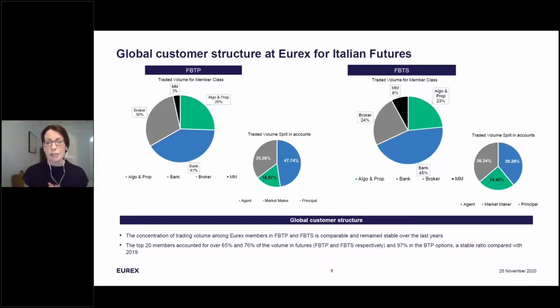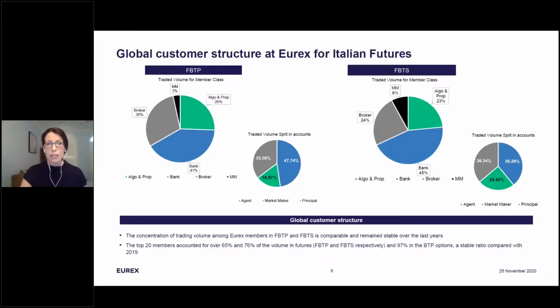There's a healthy mix across, let's say, the diversification of client base here, and this gives us confidence in both the demand and stability of these contracts now and going forward into the future years. The top 20 Eurex members accounted for over 65% and 76% of the volume in BTP and BTS futures respectively. And interestingly, 97% in our BTP options, so a very healthy picture.